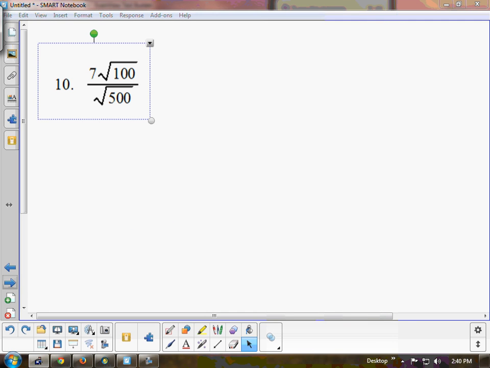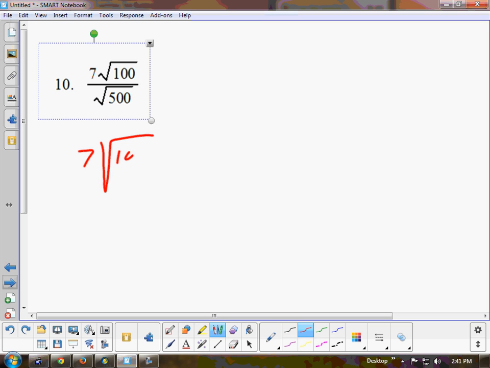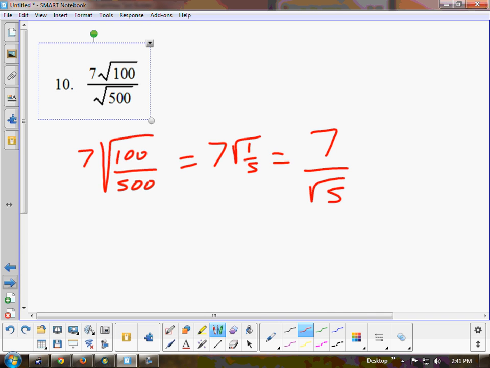Number 10, let's, well, quickly do this. Again, 7, this is times the radical of 100 over 500. Well, that turns into, this one's a little tricky. This turns into 7 radical 1/5, which equals 7 over radical 5. So this one's a little tricky with the notation on it.